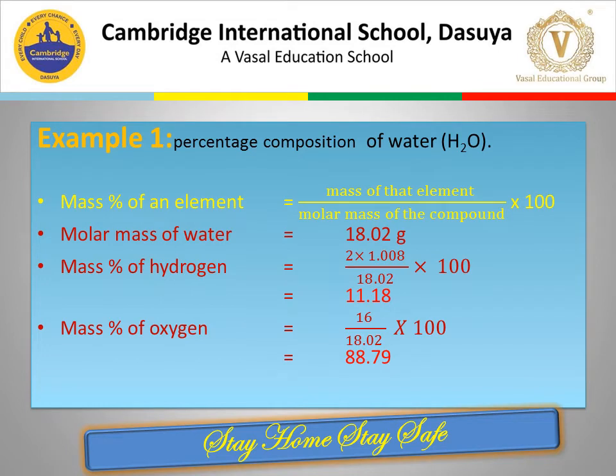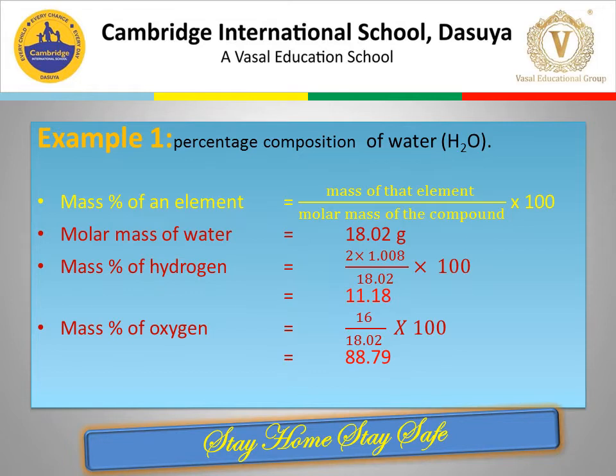Now let us take the example of water to find out the percentage composition. We know that the formula of percentage composition is: mass percent of any element is equal to the mass of that element divided by the molar mass of the compound into 100. That will give you the percentage mass of any element. The molar mass of water is 18.02 gram, and therefore the mass percentage of hydrogen is the mass of hydrogen, there are two atoms, so 2 into 1.008 upon the molar mass of the compound, that is 18.02, into 100. That will convert it into percentage terms.